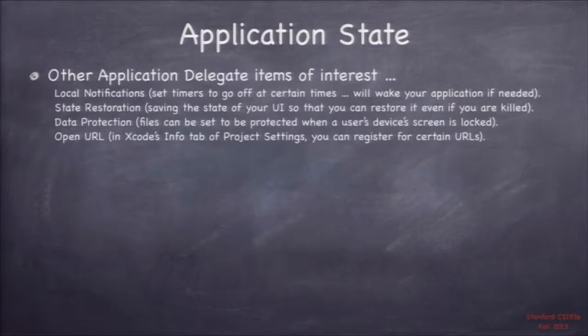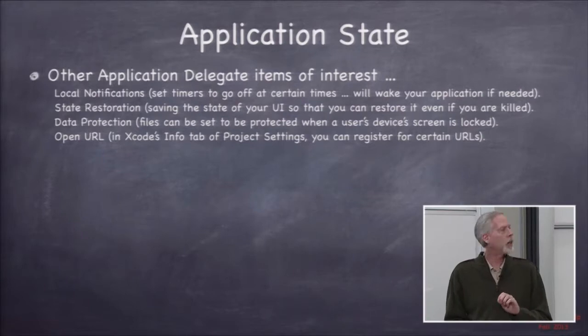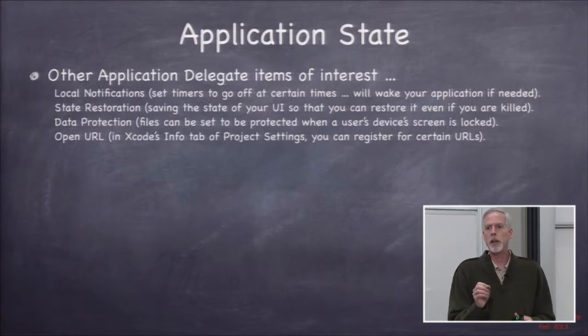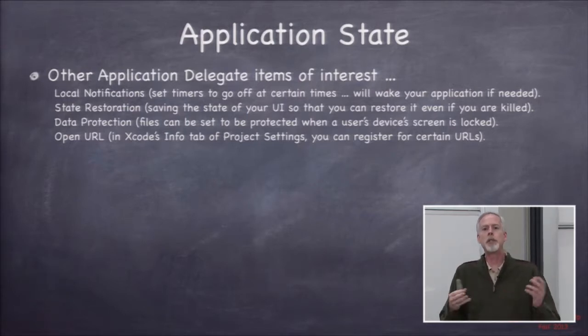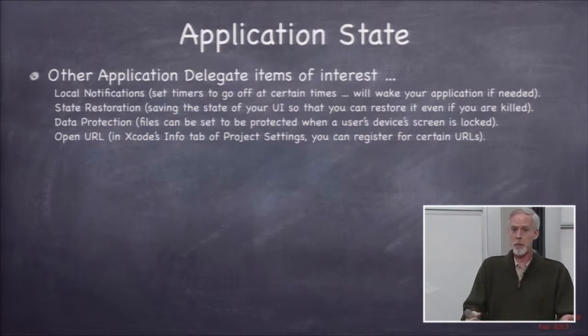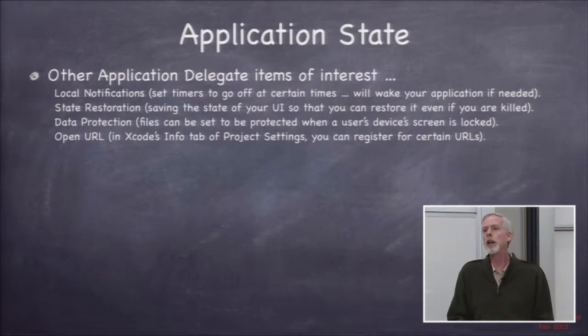There are some other application delegate items of interest that you can look up in the documentation. One is local notifications. Local notifications are a way for you to schedule something to happen in your app at a certain date and time. And when that happens, if your application is not running, you can be launched to handle it, okay? So it's a way to kind of make sure your app runs at a certain time. So like the calendar app, this is how it would make sure that you got reminded that you're supposed to go to class or whatever, even if the calendar app is not even running, okay? So local notification, something to look at.